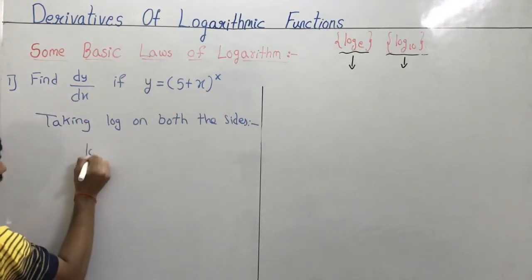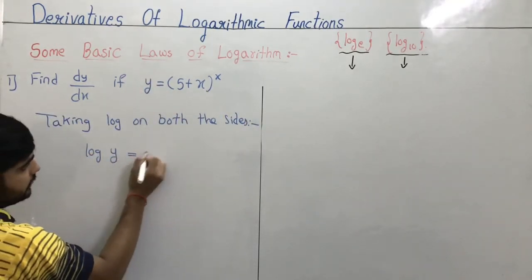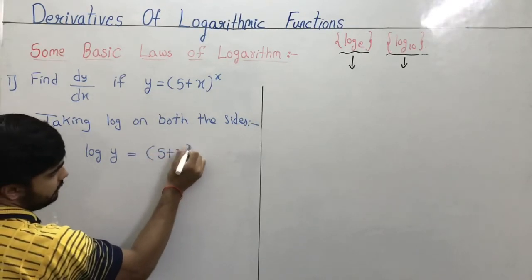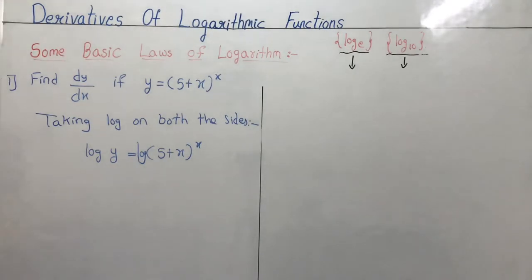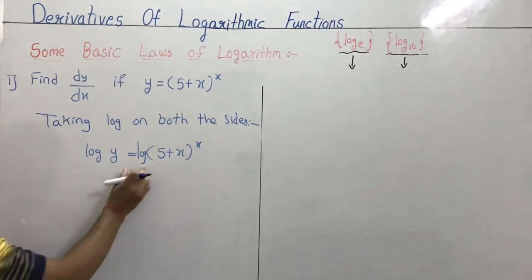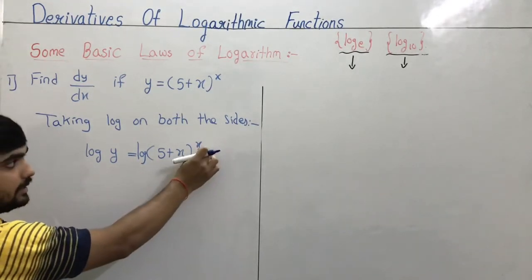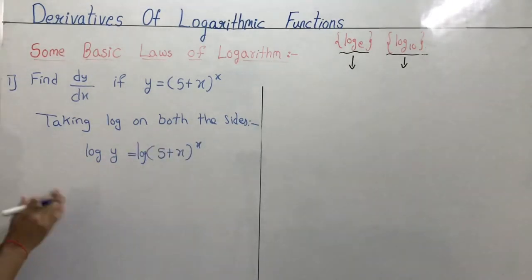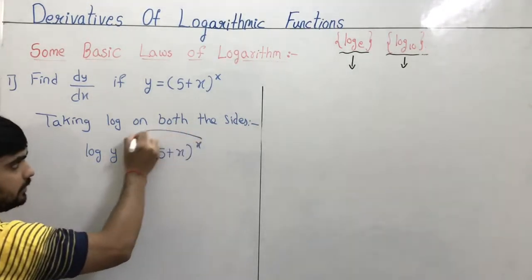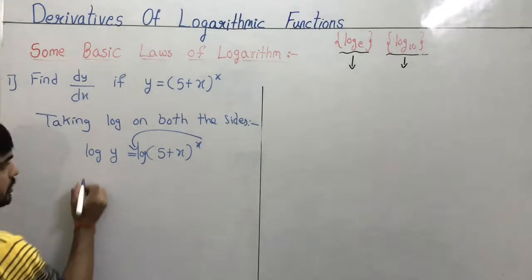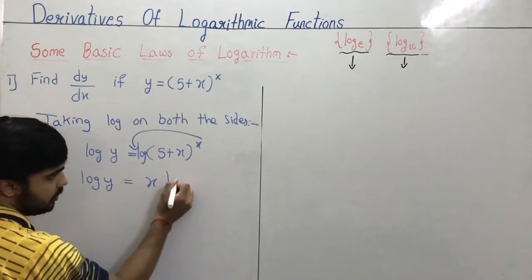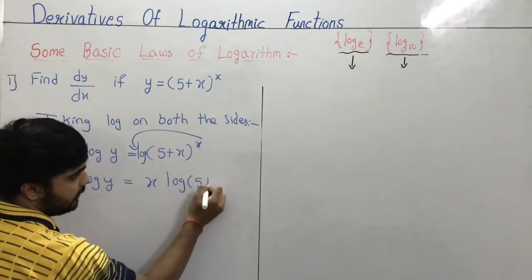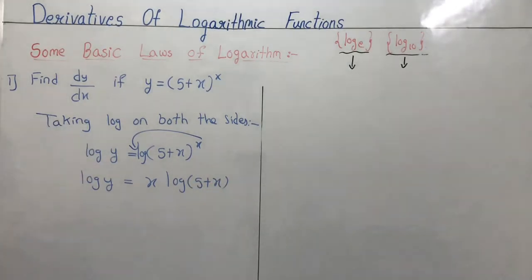So we'll get log of y equal to log of (5 plus x) raised to x. Now we have seen that log of anything raised to anything is the power times the log of the base, so this x will come to this side. So what we can write is log y is equal to x log of (5 plus x). Now these two functions are in multiplication.